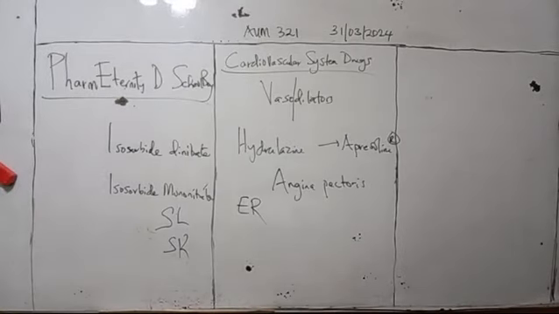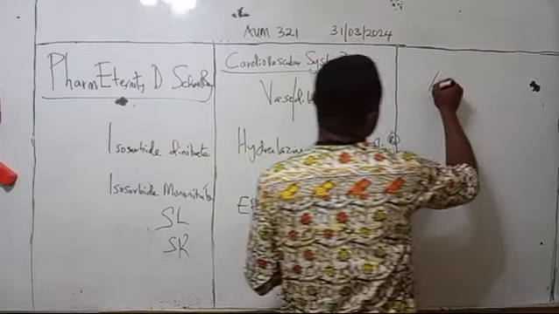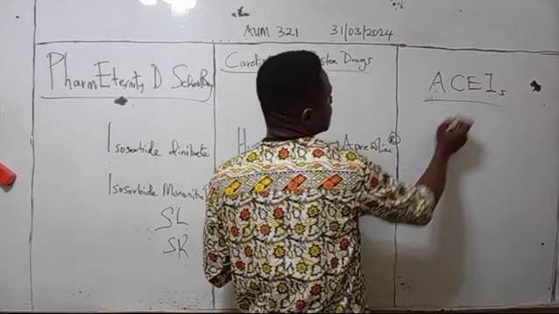For us to understand this group of antihypertensive and congestive heart failure drugs, we need to understand a system in the body we call RAS. If you don't understand RAS, you won't be able to understand these ACEIs. RAS means renin angiotensin aldosterone system.